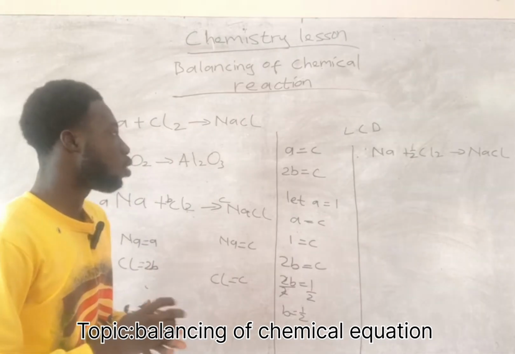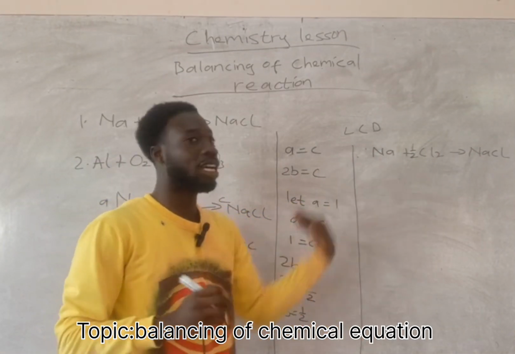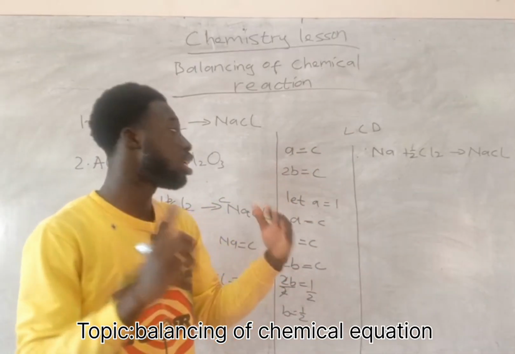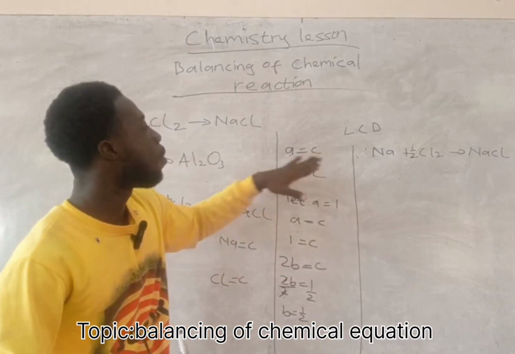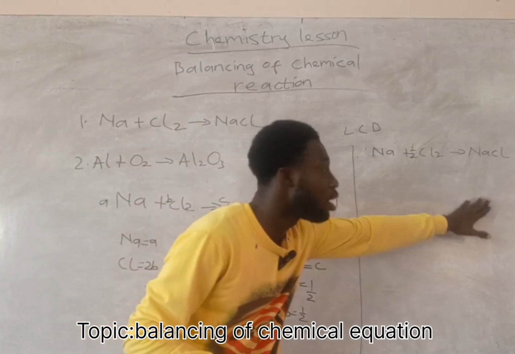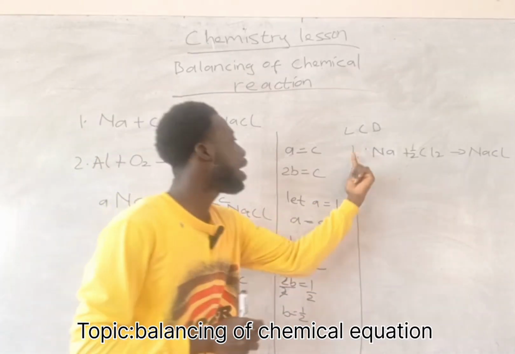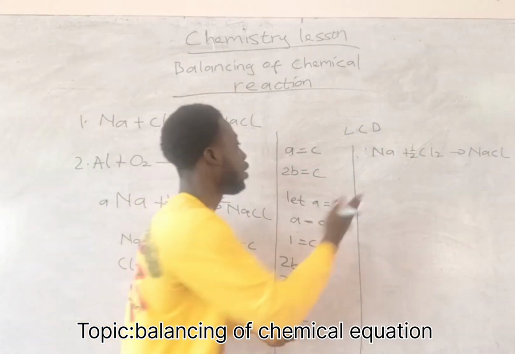Then our C was what? 1. So we will not write the 1. Right. So we have gotten a fraction. So we are going to use the lowest common denominator, the LCD, to solve this. What you have to do is multiply this equation by the 2. Is that clear? So we are going to multiply by 2.